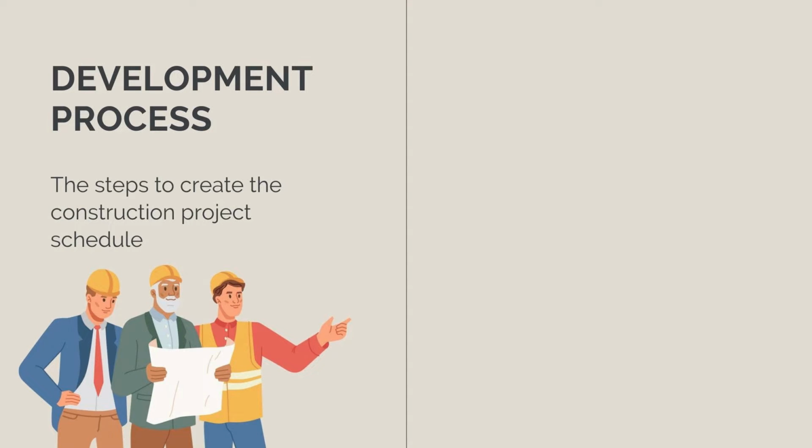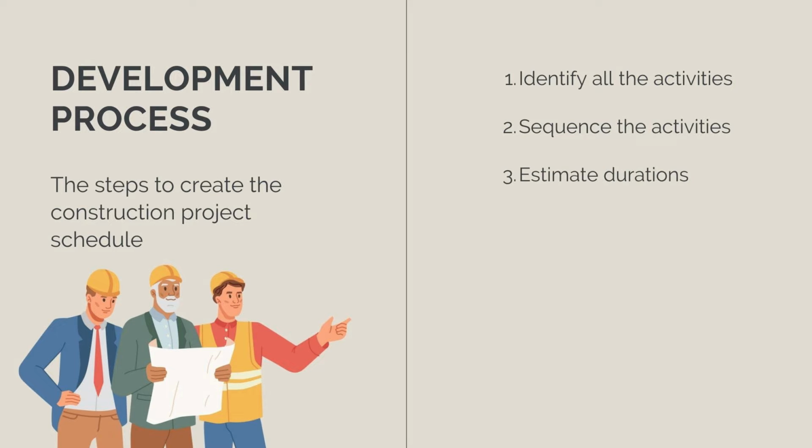So when we create a schedule, there's 6 steps we're going to follow. The first one is we need to identify all the tasks that we need to complete the project. The second step is we need to put them in order, so we have to work out what is the sequence we need to complete these tasks. The third step is for each of these tasks, we want to estimate how long we think it will take.